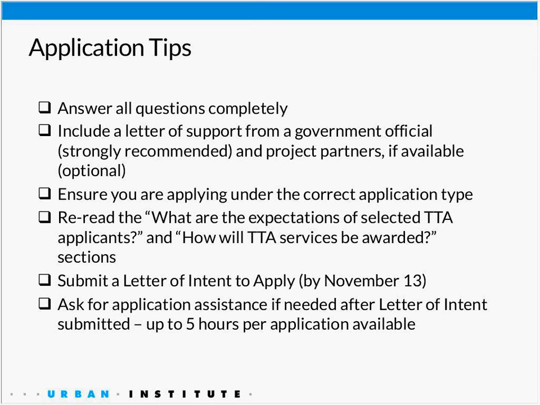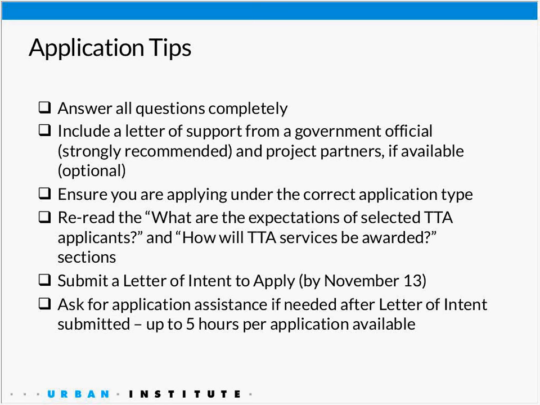Here are some application tips for everyone. These are basic things, but important to keep in mind. First of all, make sure you are filling out the application for the type of support that you want. There are 2 separate application forms for strategic planning and targeted support. Make sure the heading is the right one for the kind of support you're looking for. Make sure you answer all the questions. And make sure you read those sections of the NOSA that lay out the expectations of selected TTA applicants and how services are awarded, just so that you're familiar with that.